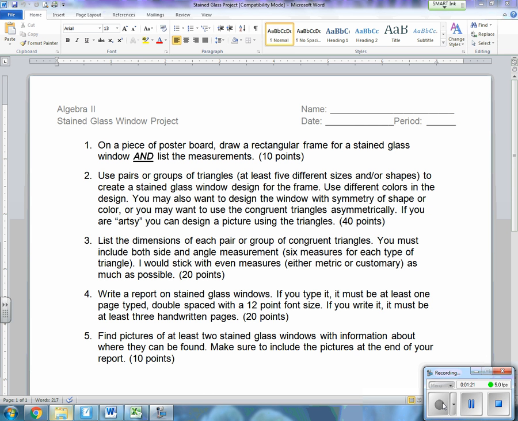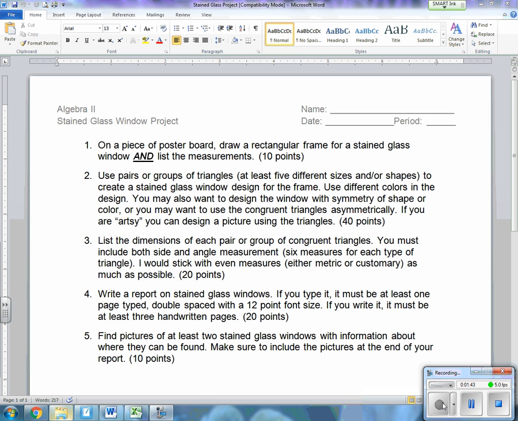But you can walk around and look at those if you would like to get some ideas and to see what they did. Now, I'm not saying that every one of them on the wall is a great example, but I'm going to show you two that are really good examples, okay? So you're going to use pairs or groups of triangles. You have to have at least 5 different sizes and or shapes to create a stained glass window design that's going to go inside of your frame.